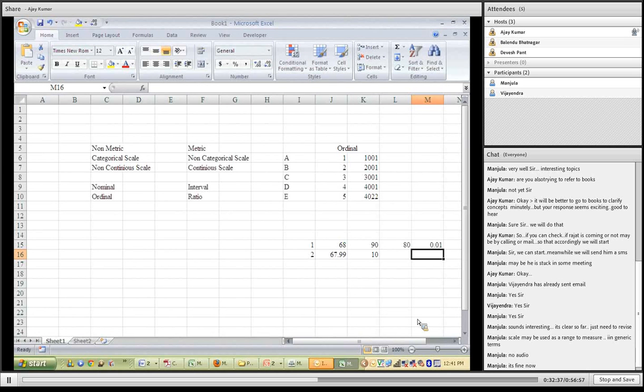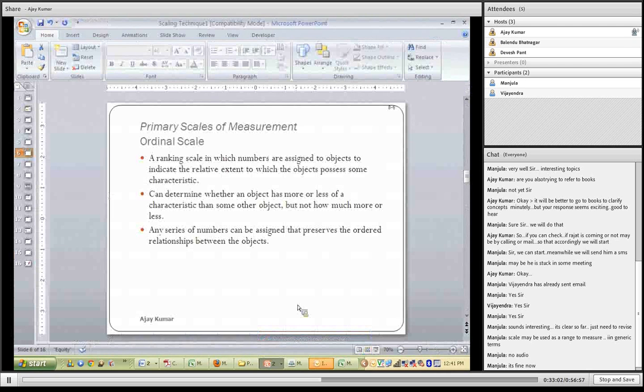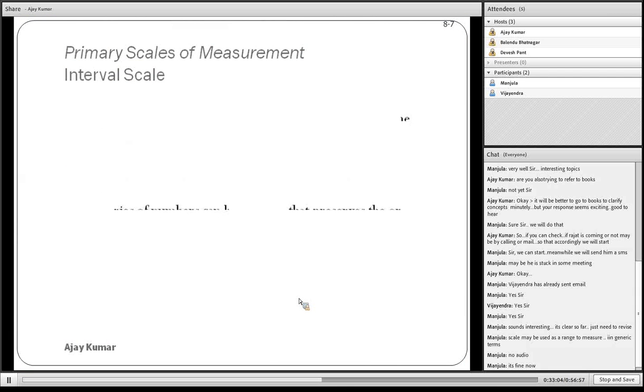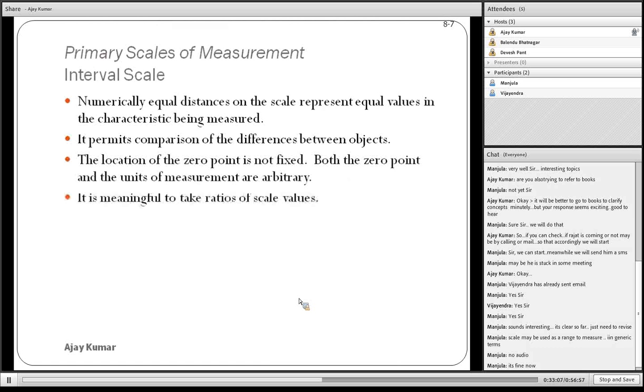So ordinal gives us an important piece of information, that which one is better, which one is not better, or which one is less better, but at the same time it does not tell us by how much, which is actually very important for us to understand. So this is a flaw of ordinal scale, which was addressed when we started talking about interval scale. So interval scale, what does it do? Interval scale equalizes the distance in scale representation.